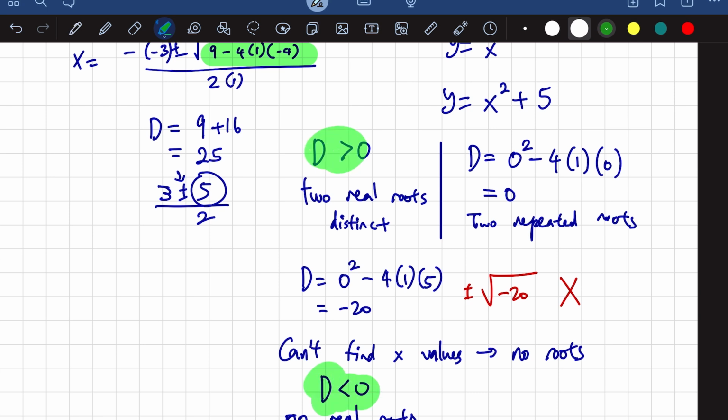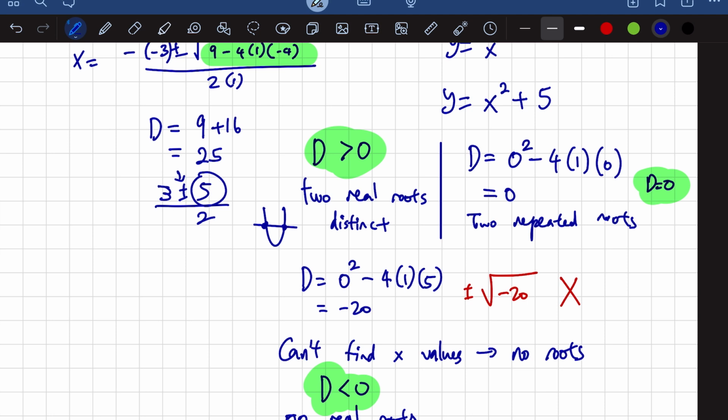Alright? So this concept of the discriminant is really important. When the discriminant is more than 0, we have 2 distinct roots. When the discriminant is equal to 0, we have 2 repeated roots, or 1 real root. And if your discriminant is less than 0, there are no real roots.